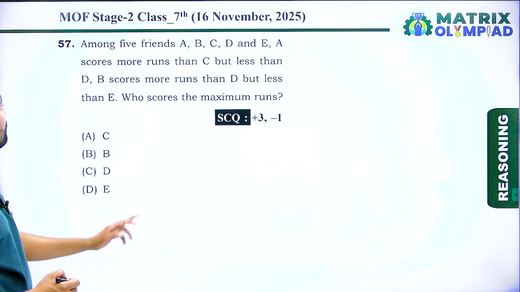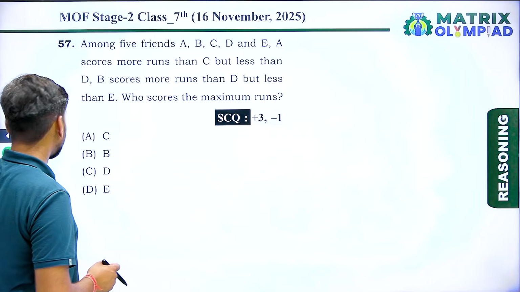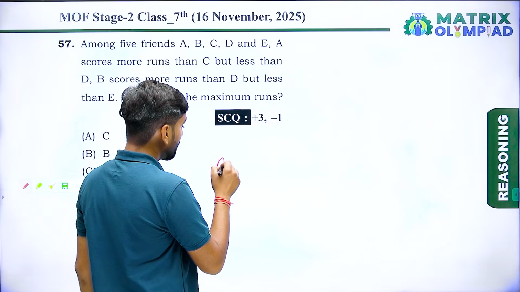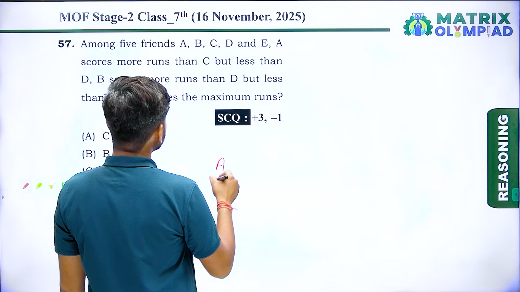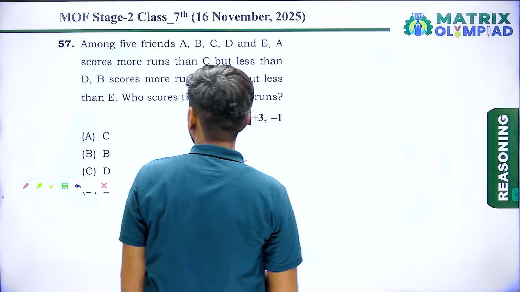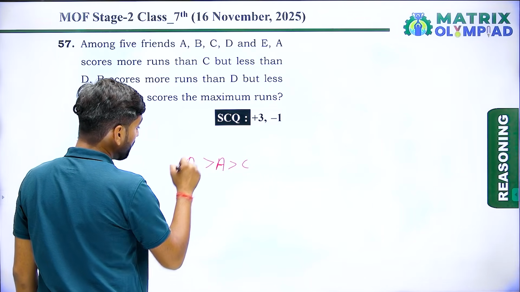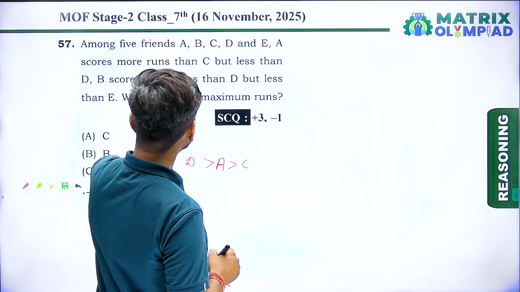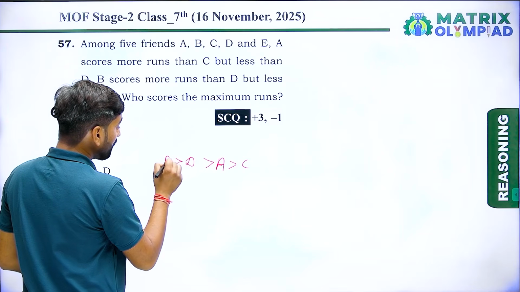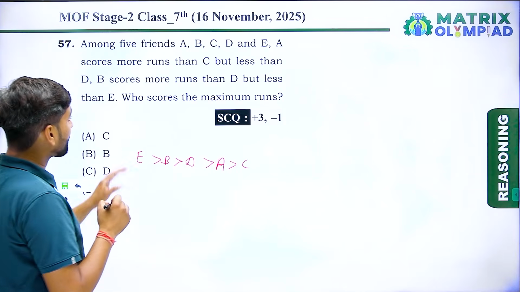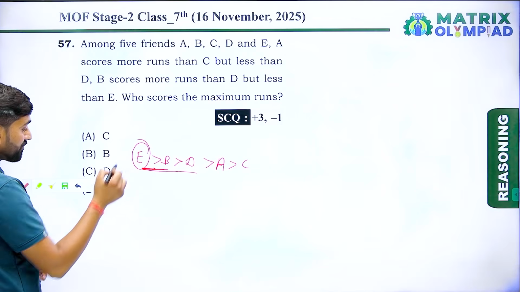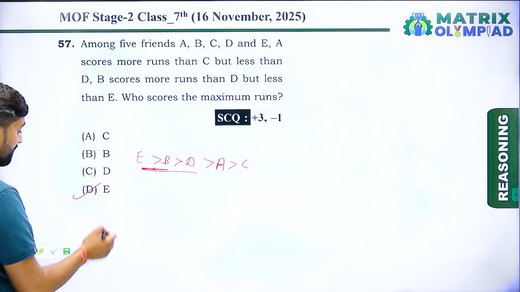Now for the next question, we have a sequence of 5 friends, and it states that A scored more runs than C, so A is greater than C, but he scored less than D. Now B scored more runs than D but fewer runs than E. Now it is asking who scored the maximum runs. By the given sequence, we can say that E scored the maximum runs. So option D is the right answer to this question.